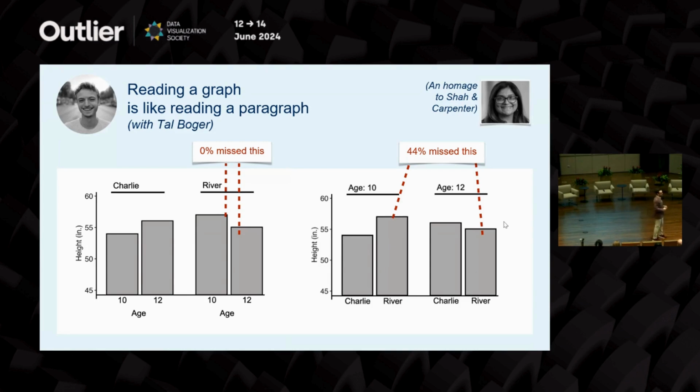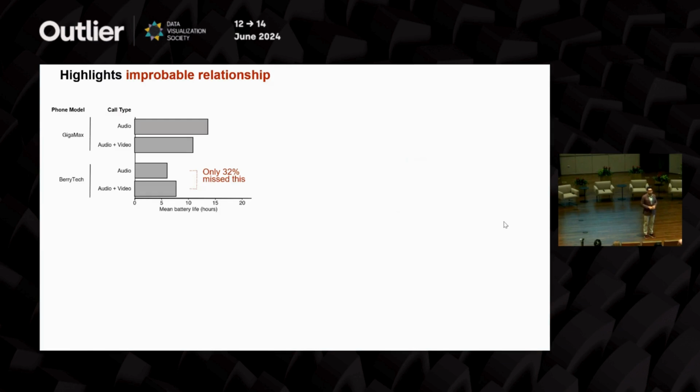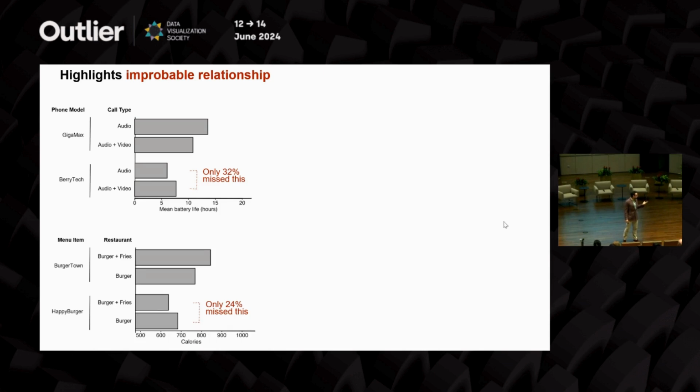So this is another project with Tal, the dinosaur guy. And we used her mantra as the title of this paper. This isn't the only example we tried, just to show you it extrapolates. We tried to come up with other examples where there's semantically something that doesn't make sense. So here you go, you're all noticing the weird thing that if you buy that Veritech phone, its battery lasts longer for audio-visual calls than audio calls. And not many people miss that one. And if you buy that Happy Burger, what the heck? It actually costs more than a burger and fries.